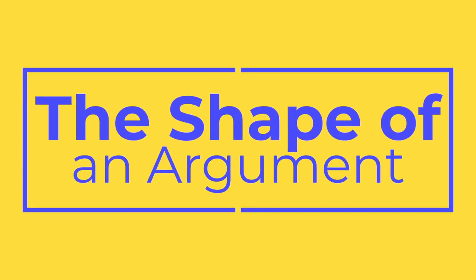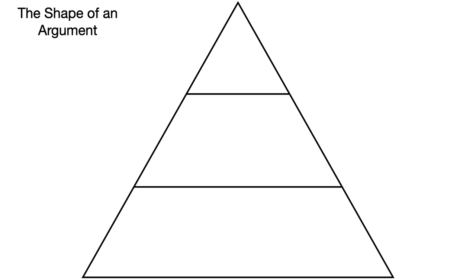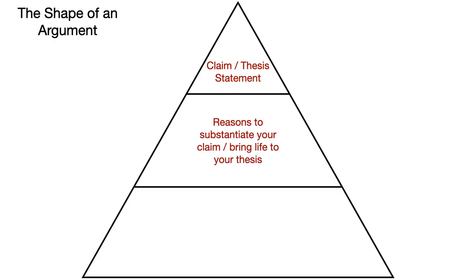So let's start out with the shape. I like to think of an argument as a triangle with 3 distinct parts. First, we have our claim or our thesis statement. This is that arguable position that you can back up with reasons to substantiate your claim and bring your thesis to life. It's not enough to just have reasons to back up your position in an argument. In order to make sure that you're actually making sense, you'll want to provide some evidence to support that argument in the first place. And if you remember back to our discussions during class, that evidence is all going to be located through those sources that you've verified as credible and true.